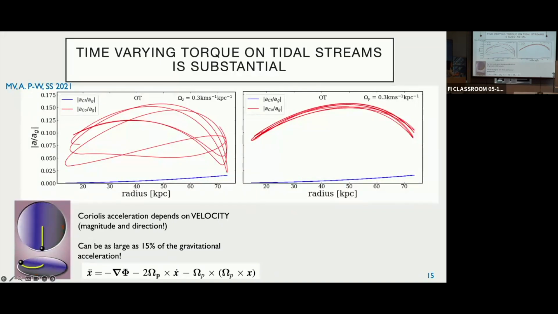And this red curve just shows the ratio of the Coriolis acceleration to the gravitational acceleration as the orbit goes around. The main point I want you to see is that the Coriolis acceleration can get as high as 15% of the gravitational acceleration. So it's not a small quantity. And it doesn't happen way out. It happens at about 30 kiloparsecs, which is a region where we can actually detect things like proper motion, and we can make measurements which might be useful.